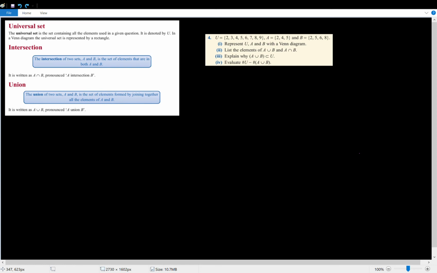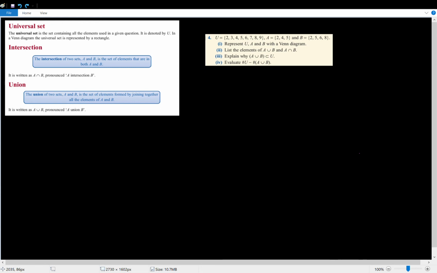We have to represent U, A, and B with a Venn diagram. U is the set containing the elements 2, 3, 4, 5, 6, 7, 8, and 9. A is the set containing the elements 2, 4, and 5. And B is the set containing the elements 2, 5, 6, and 8. The first thing we have to do is draw out what our Venn diagram is going to look like.